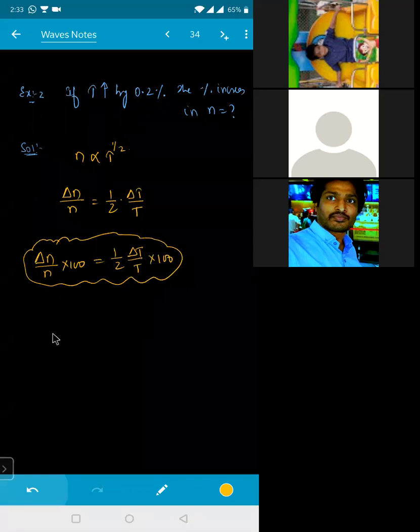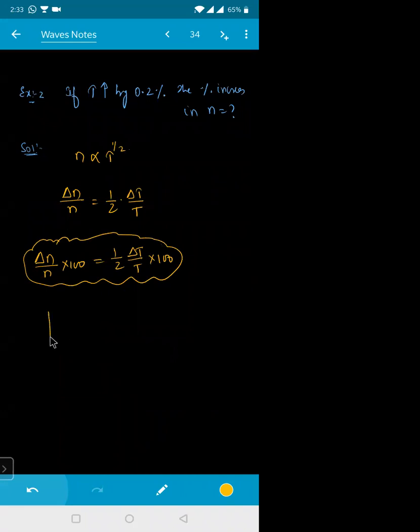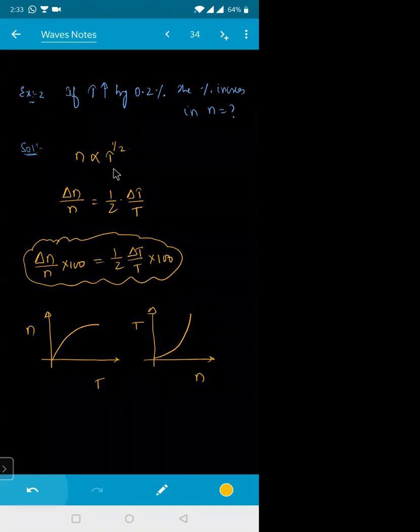Can anyone tell me the graph for the N versus T, beta? Frequency versus tension. This will be like this. And if I'm drawing the graph between tension versus frequency, the graph will be like this. Hyperbola to the power of 1 by 2, no, parabola, sorry. See, T to the power of 1 by 2 is proportional to N. Na?